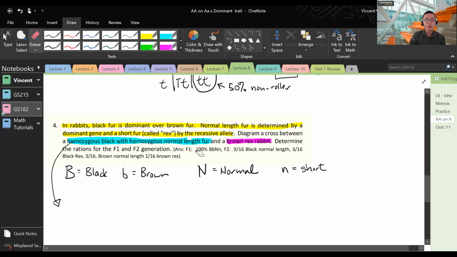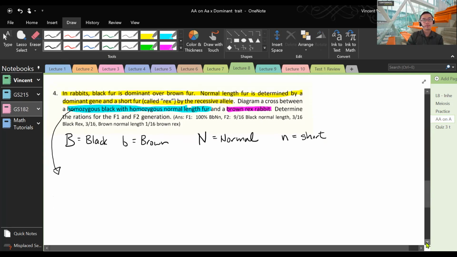Homozygous black with homozygous normal length. Can someone give me the genotype for this rabbit, please? Thank you, Moira. That would be big B, big B, big N, big N, because homozygous black and homozygous normal. Cross with the brown Rex rabbit. Brown is small b, and Rex is small n.